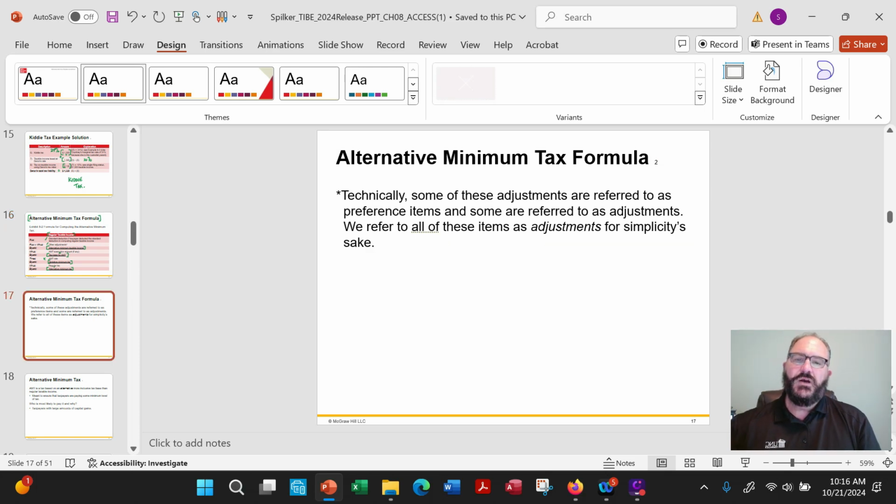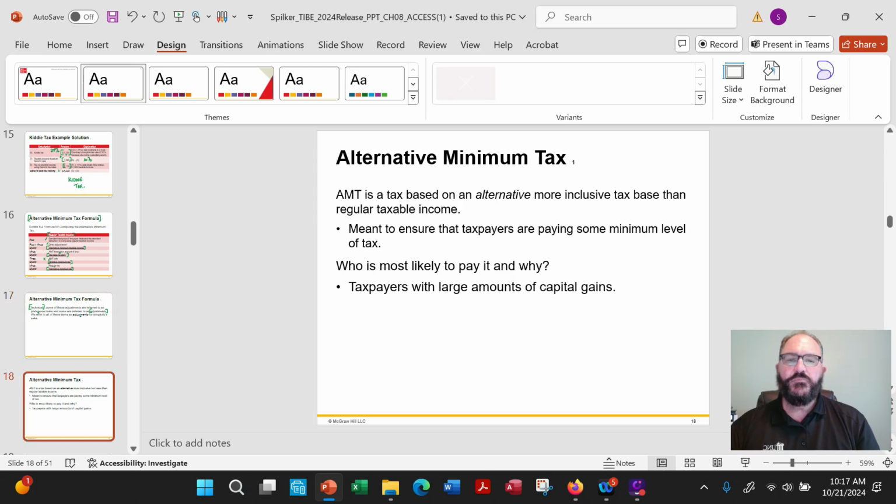A little bit about this technically. Some of these are referred to as preference items and some as adjustments. They're just calling them adjustments here, but don't ask me why. I don't even recall, it's been a while, but some they call preference items. To be simple, they're just calling them adjustments. What it is, is an alternative, more inclusive income tax base. So that means they're adding back items.